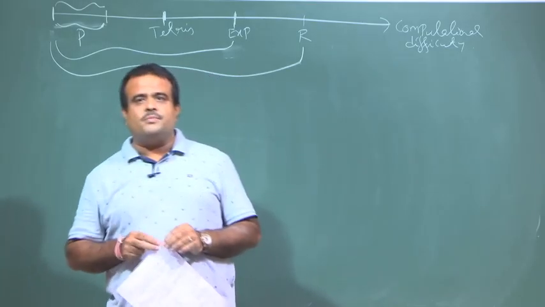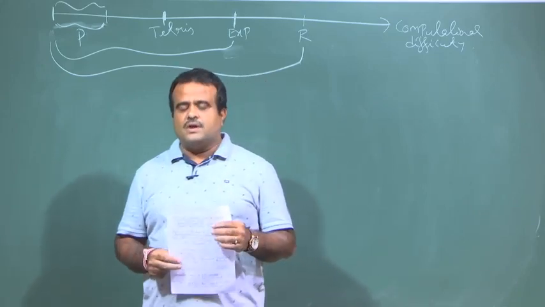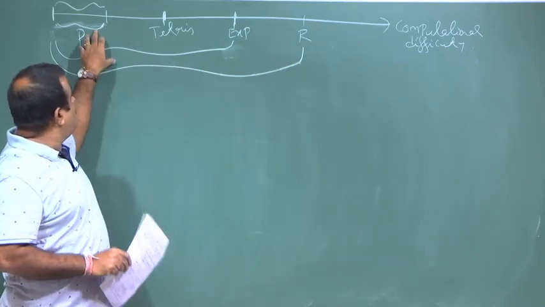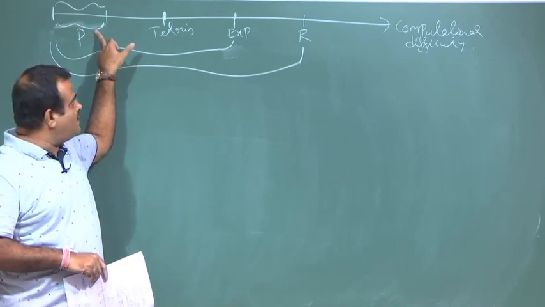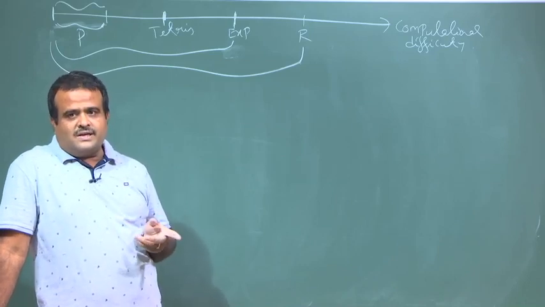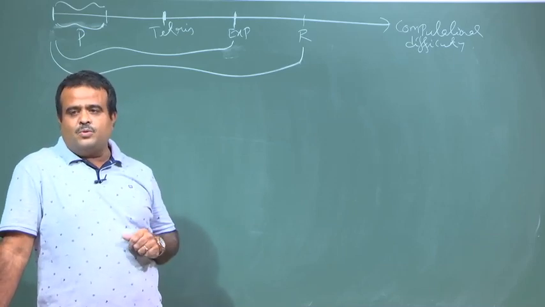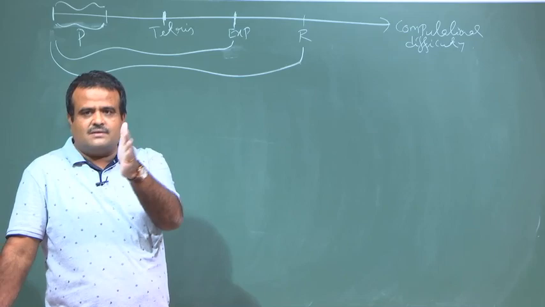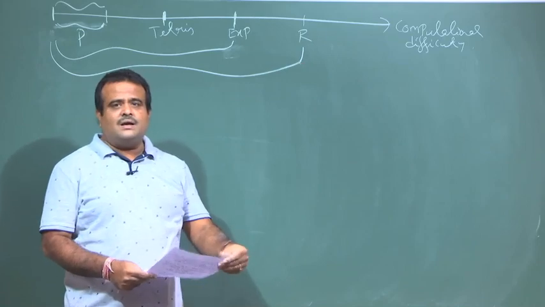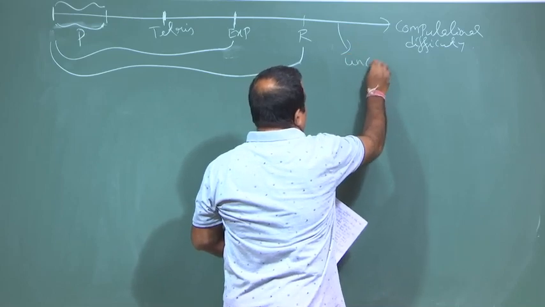Okay, so we are talking about computational complexity. In the last class we discussed three complexity classes: P, EXP and R. P is the set of all problems which can be solved in polynomial time, and EXP is the set of all problems which can be solved in exponential time. So P is a subset of EXP, and R is the set of all problems which can be solved in finite time. After R, all the problems are basically uncomputable.